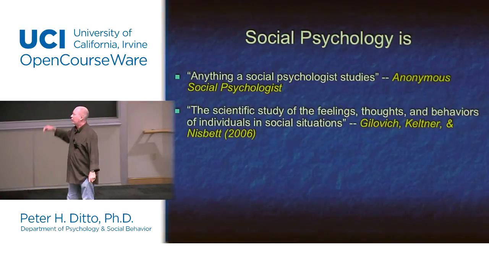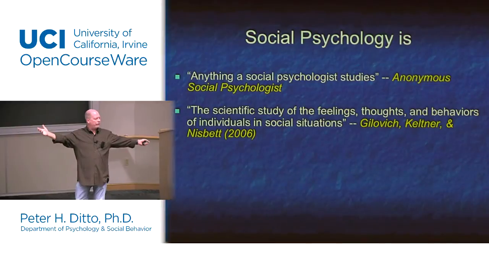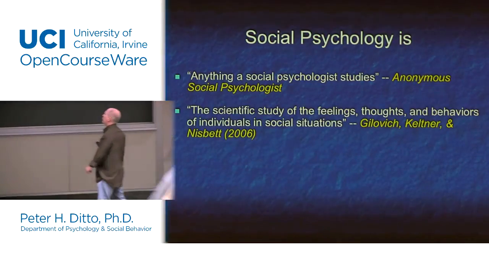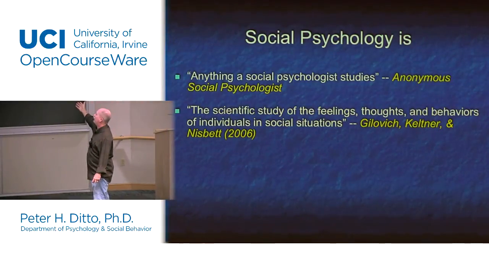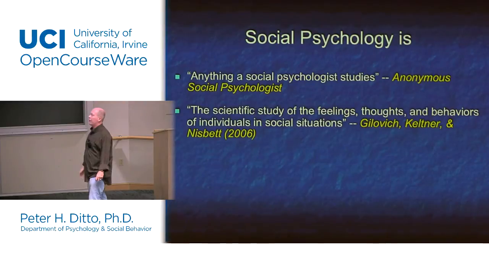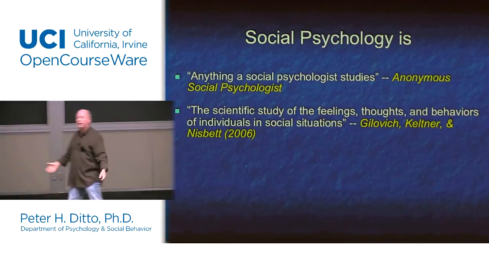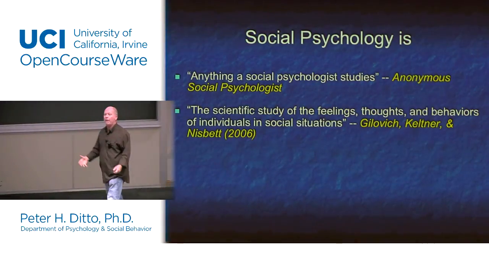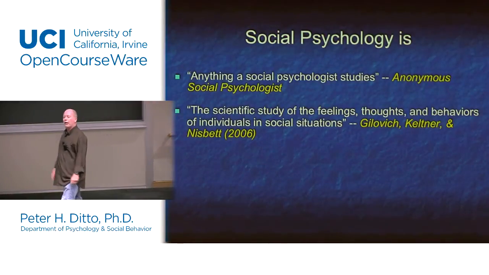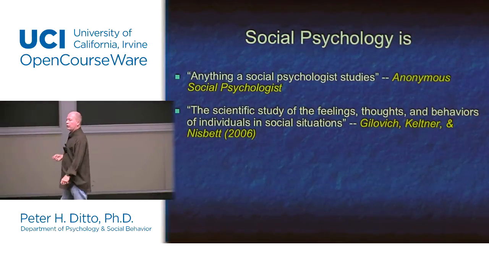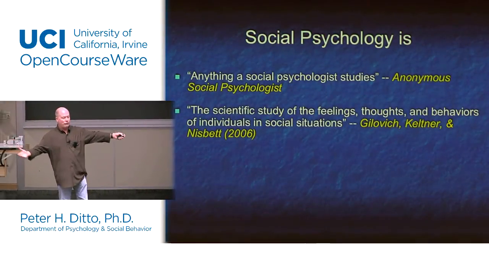More specifically and technically, I'll give you a couple of definitions. Any definition is always arbitrary, so I like to give multiple definitions. This one is pulled out of a well-known social psychology textbook: it's the scientific study of the feelings, thoughts, and behaviors of individuals in social situations. That's very vague, right? It's everyday behavior, all the things that you do, the feelings and thoughts that you have, and the behavior you enact in situations, particularly how individuals function in social settings. Duh, it's about how people behave in social settings.